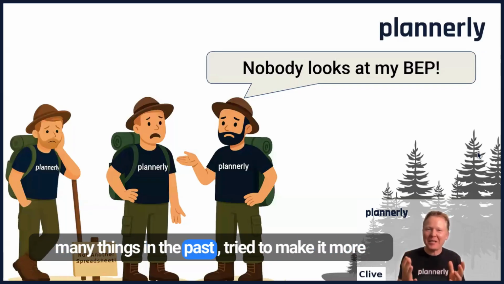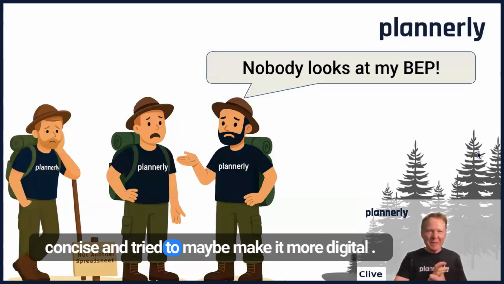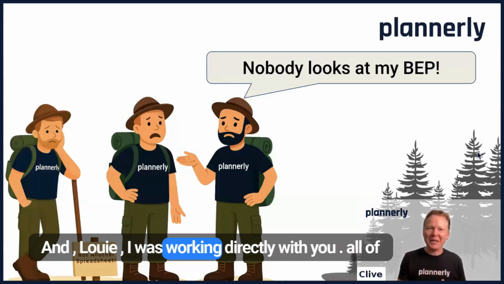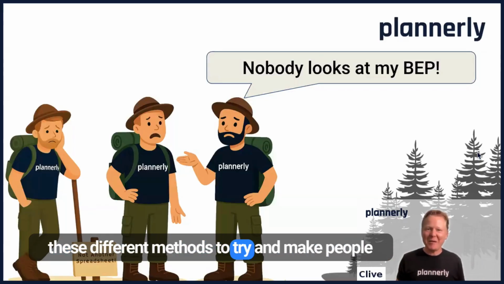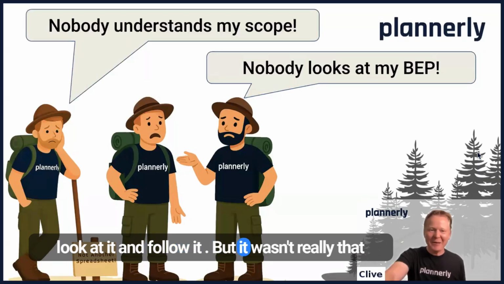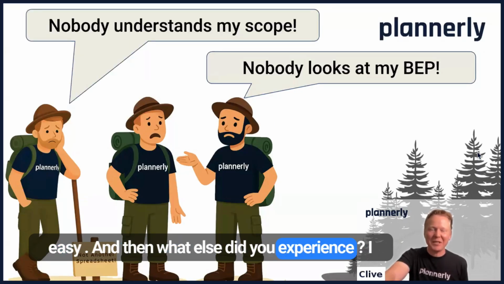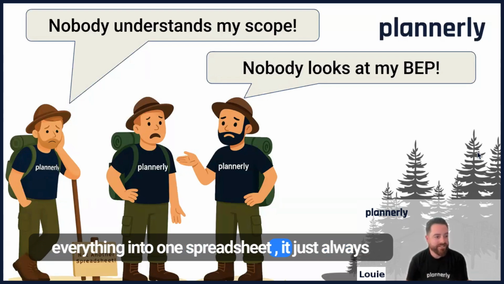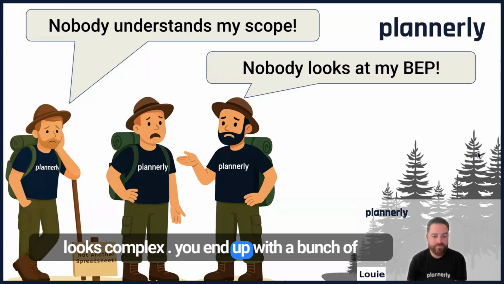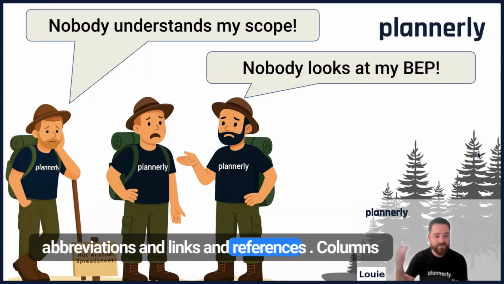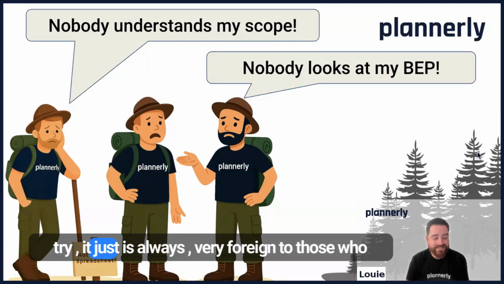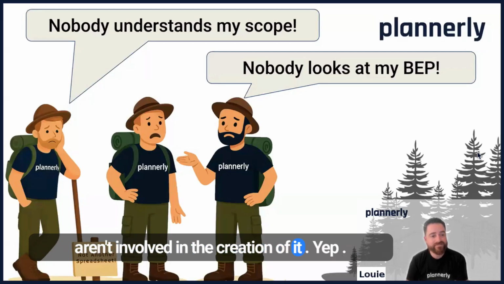I've done many things in the past to try to make it more concise and maybe more digital. I even came up with a one pager one time. Louis, I was working directly with you, with all of these different methods to try and make people look at it and follow it, but it wasn't really that easy. And then what else did you experience? I think no matter how hard we try to compact everything into one spreadsheet, it always looks complex. You end up with a bunch of abbreviations and links and references, and columns and rows just go on. No matter how hard we try, it is always very foreign to those who aren't involved in the creation of it. Yep, absolutely.